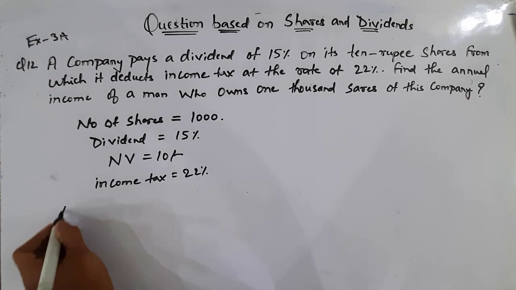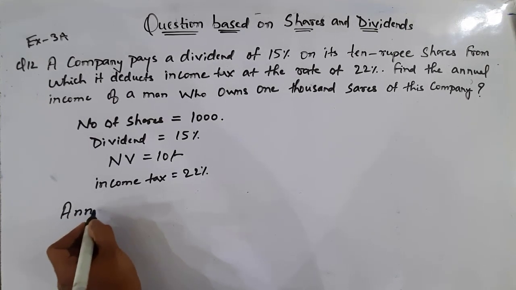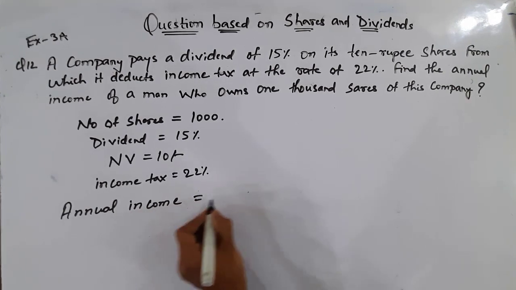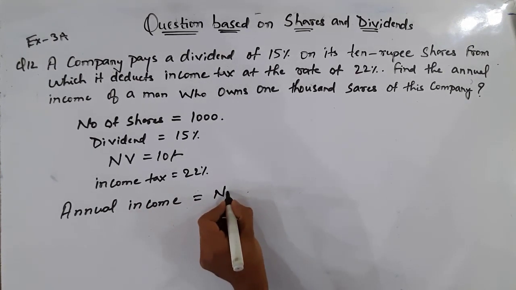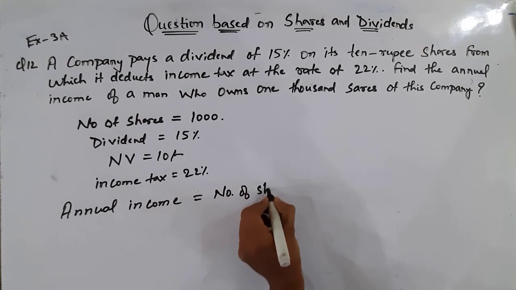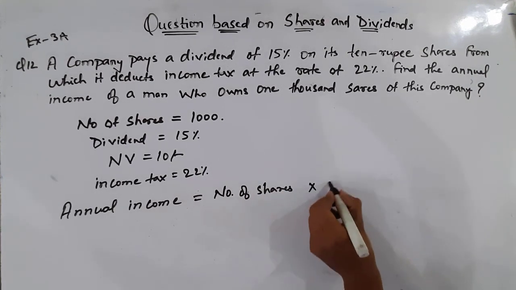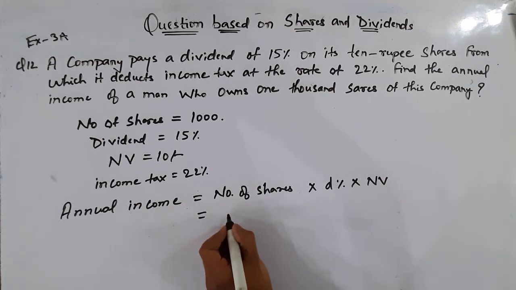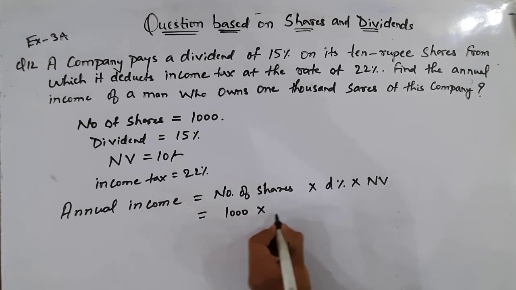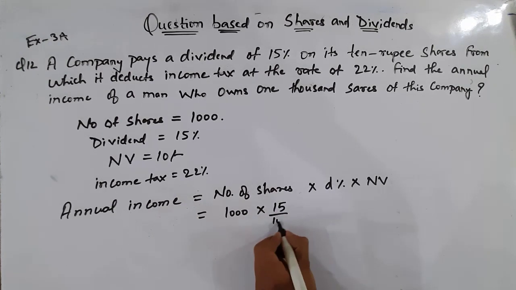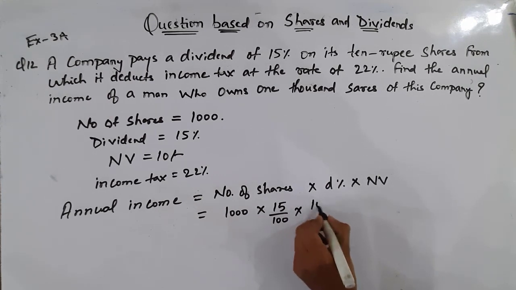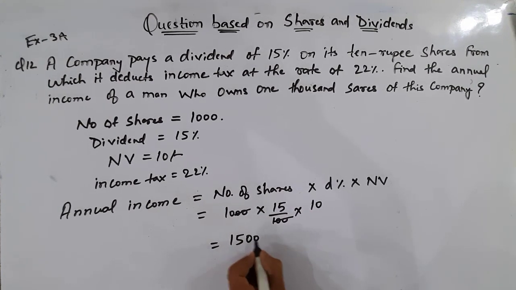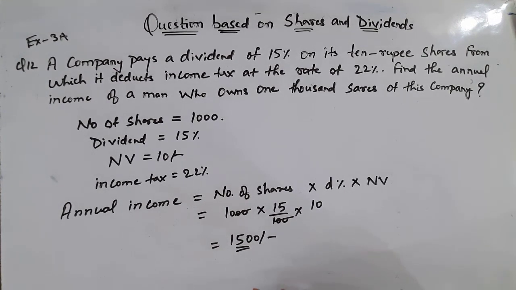So for annual income, there is a formula we discussed in the previous class. Annual income equals number of shares multiplied by dividend percent multiplied by nominal value. So here the number of shares is 1000, multiplied by dividend percent, 15 upon 100, multiplied by 10. So it comes to 1500. So 1500 is the annual income of the person.